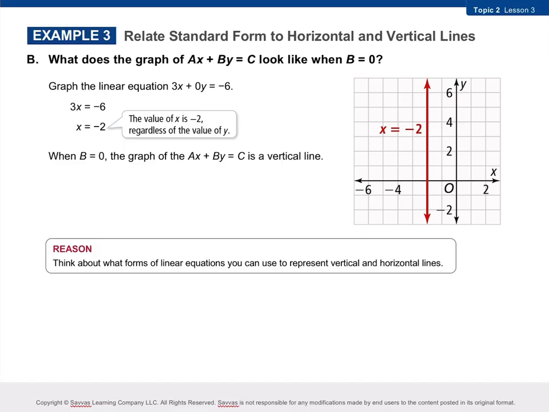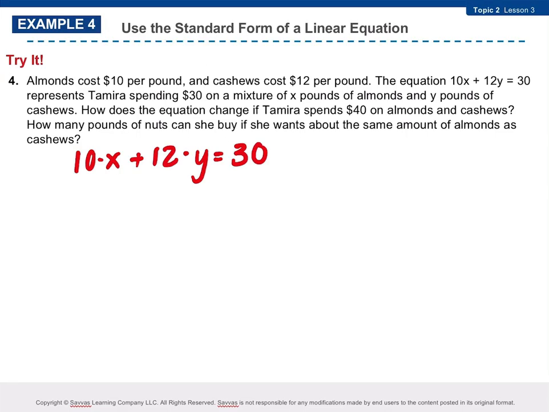Otherwise, we're on to our last question, which is number 4, a word problem. So what does it say? Almonds cost $10 per pound. Cashews cost $12 per pound. So we have this equation, 10x plus 12y equals 30. And that's supposed to represent somebody named Tamira spending $30 on a mix of x pounds of almonds and y pounds of cashews.